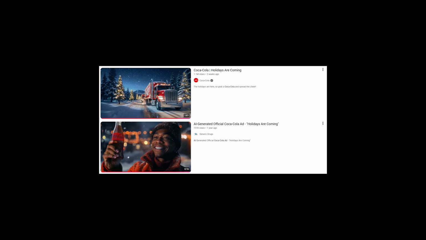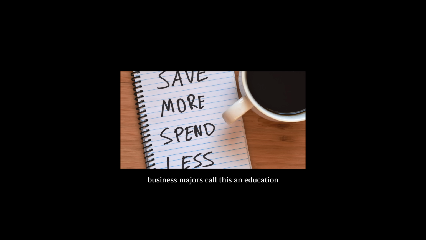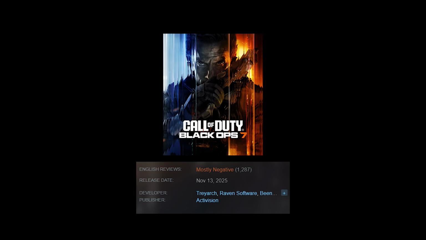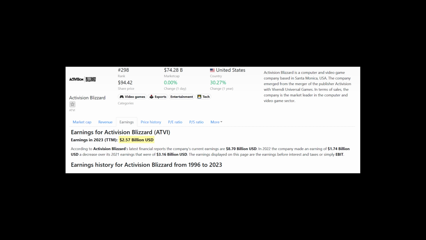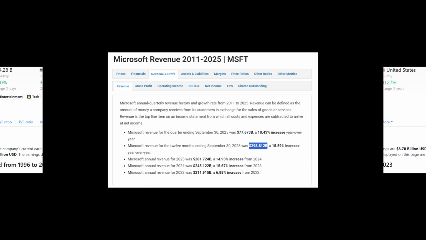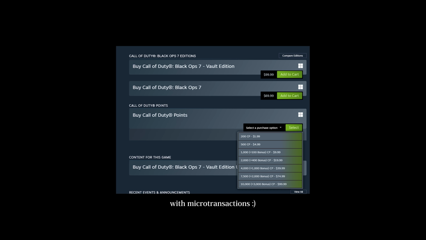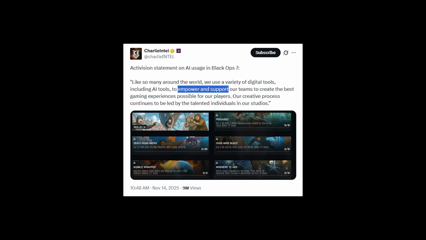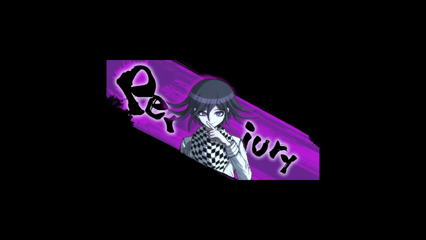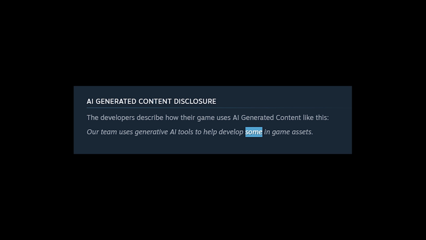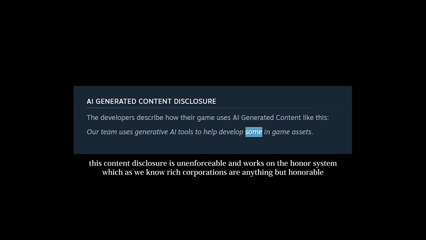Unfortunately though, this is good enough for companies whose sole interest is reducing expenses and maximizing shareholder value. The new Black Ops 7 has used AI for all of its calling cards. Activision makes billions of dollars a year, is owned by Microsoft, and yet is unwilling to pay artists to work on their games. Also, it's $70. Their statement on the matter says that they use AI tools to empower their creatives, but that is just obviously not true. AI was used to replace artists in this context, and their disclosure on the Steam page is borderline fraudulent with how they say only some assets were generated with AI.